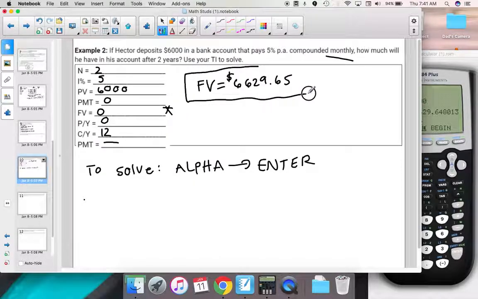And that is how you solve using the TVM solver. It's way easier, no chance that you're going to make any algebraic or arithmetic mistakes there.